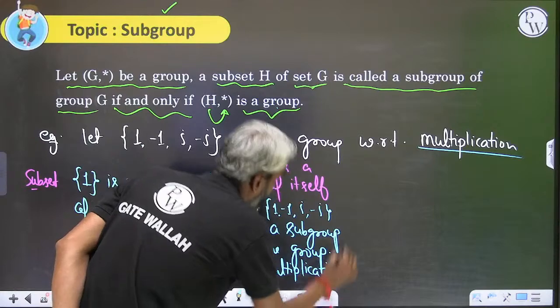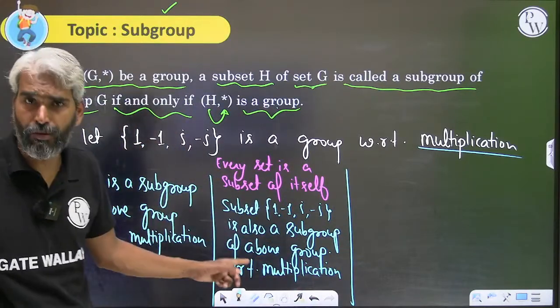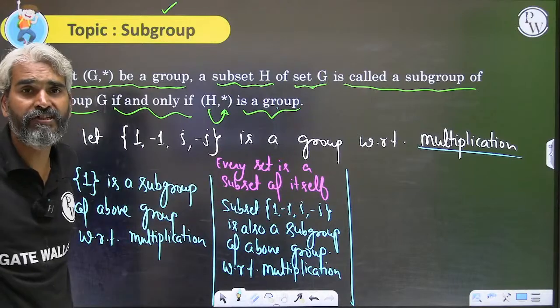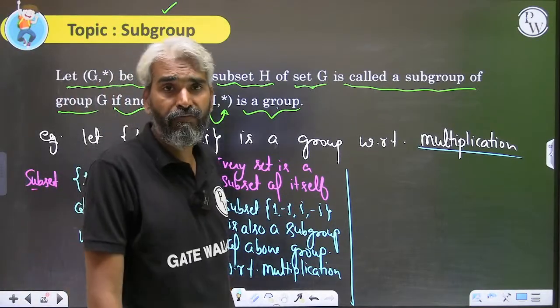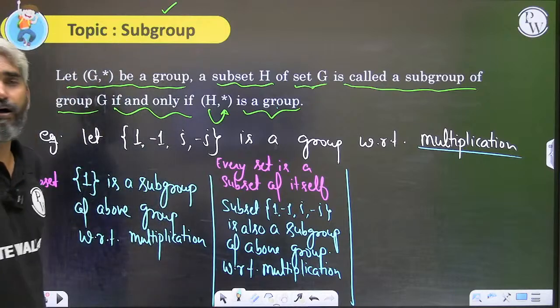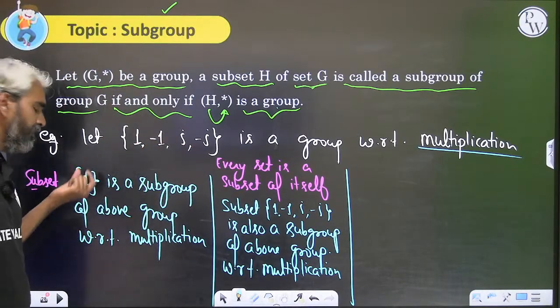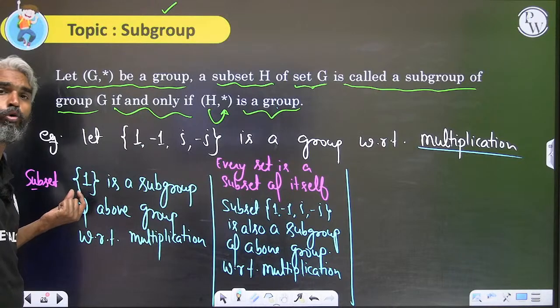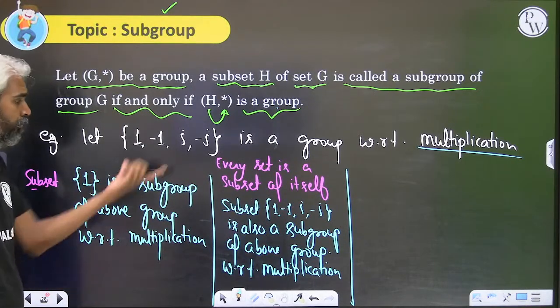Sir, by looking at this statement, you will say, sir, this is the same group. Why are you calling it a subgroup? Because every set is a subset of itself. Because of that reason, every group will be a subgroup of itself. Now, from this set, if we take a subset in which only the identity element is present, then it is guaranteed to be a subgroup of the given group.